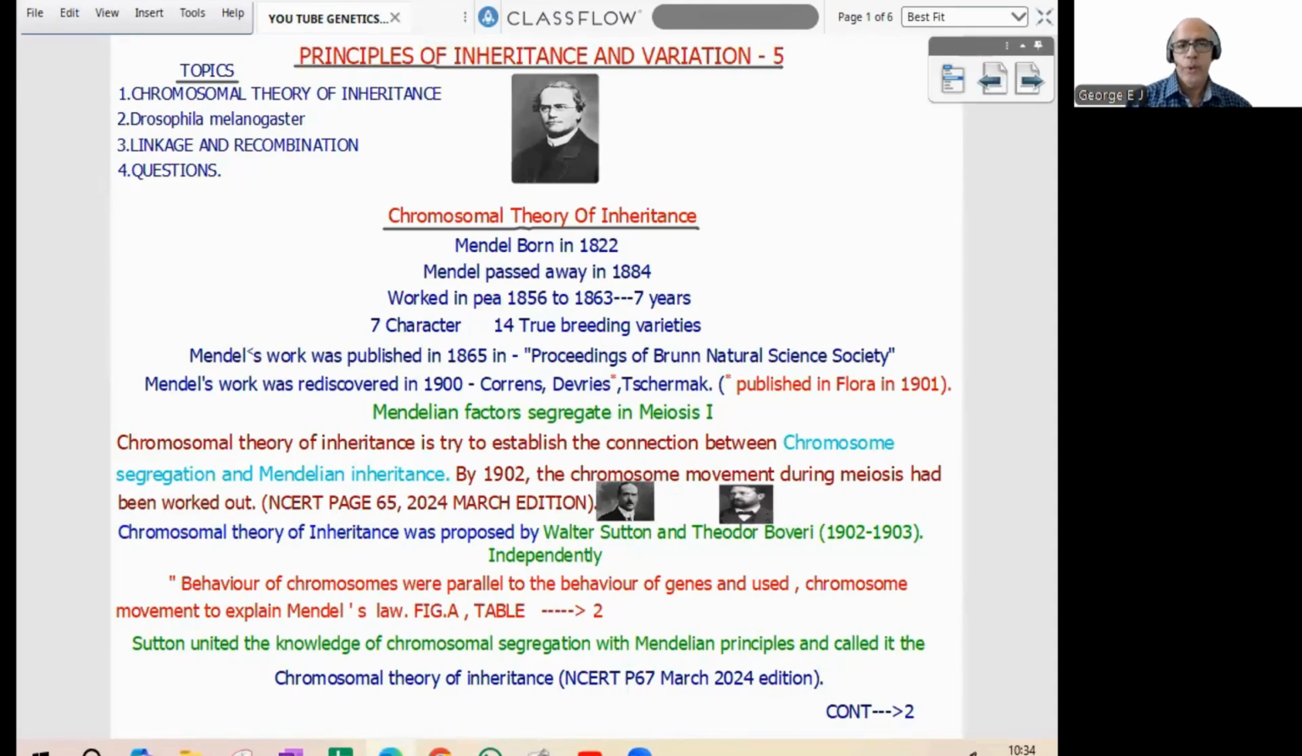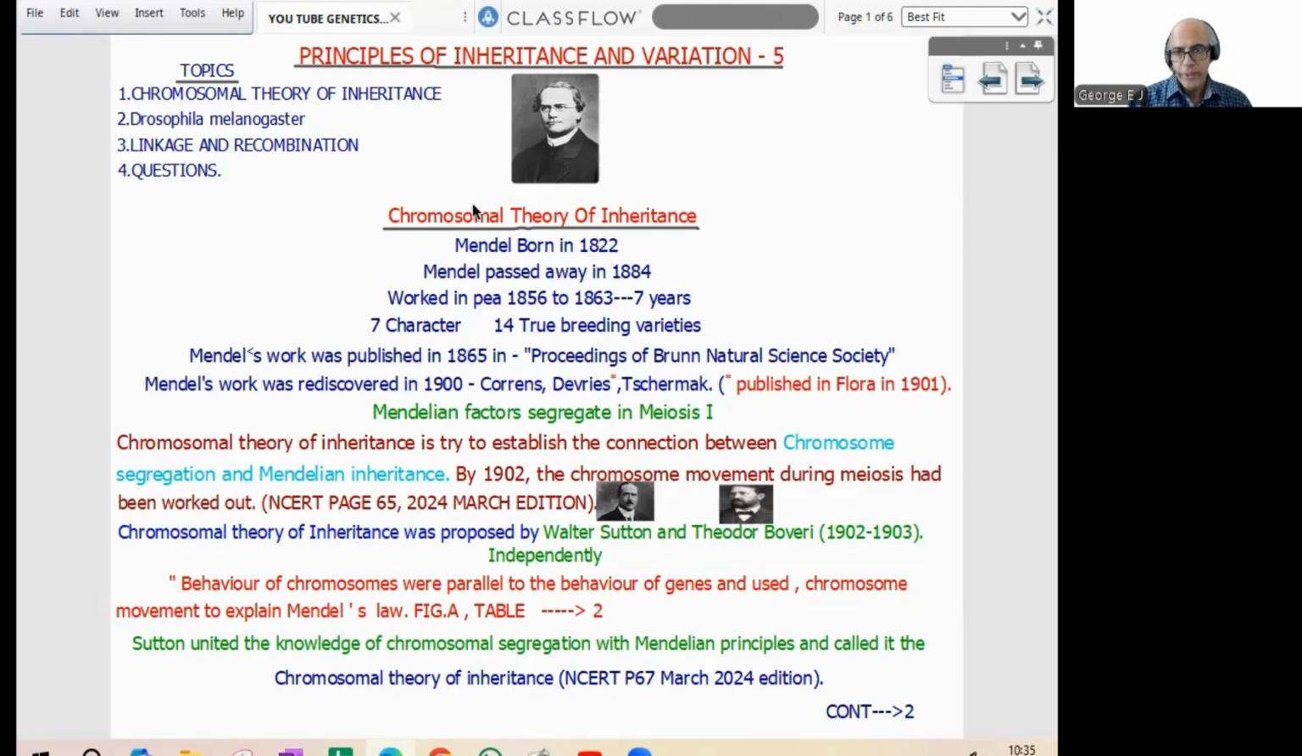In the fifth part of principles of inheritance and variation, what topics will we be discussing? Mainly three topics: chromosomal theory of inheritance, then the famous organism for genetical experiments, Drosophila melanogaster, the fruit fly. Then the third, linkage and recombination, Morgan's experiments and results. And finally, as usual, 5 theory questions and 5 NEET model questions with the key. So we can proceed, starting with the chromosomal theory of inheritance.